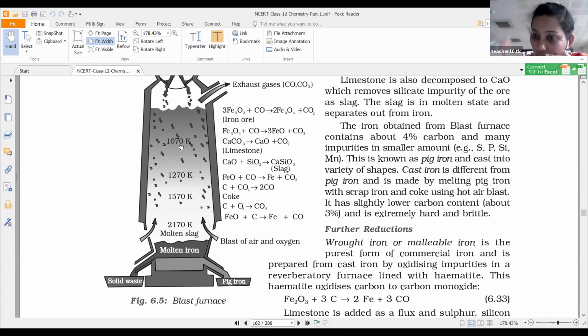Then it has to melt. At that time, the temperature increases. Is this clear? Now, is this clear, Nihal? Yes, ma'am. Okay, so now I have to remove this slag. You can remove it here as solid waste.